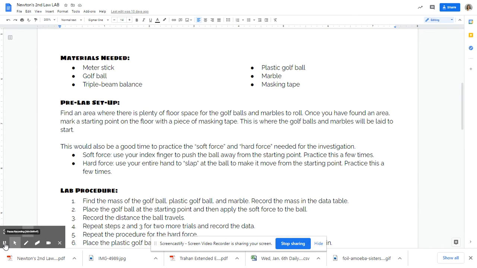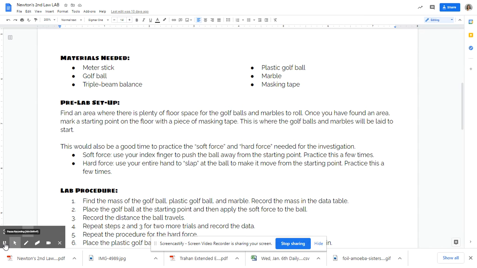All right, so now that you've done that pre-lab part, pay attention to the materials that you're going to need. The meter sticks, as you know, they're always in that box standing up against the counter. There should be some golf balls, both regular golf balls and plastic golf balls, on the large table where I usually keep our materials. You should also see a container of marbles, and there should be some triple beam balances.